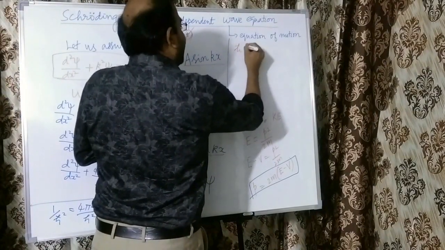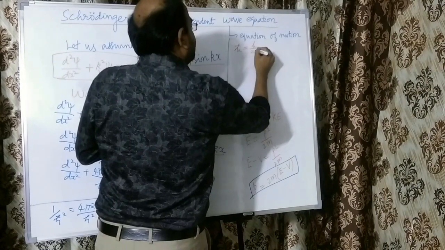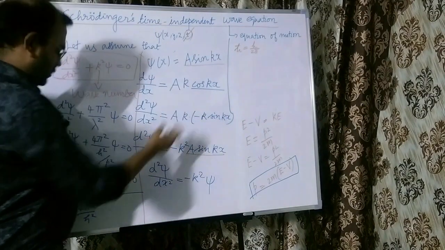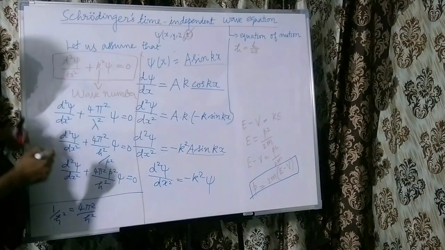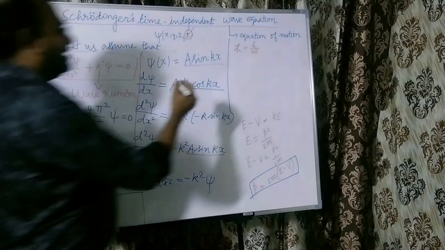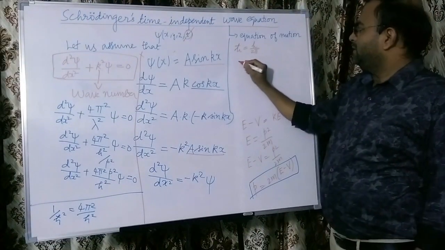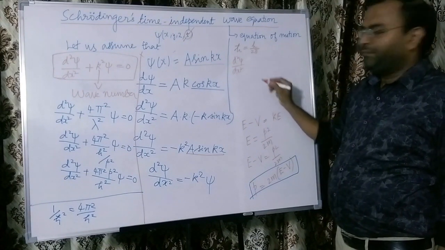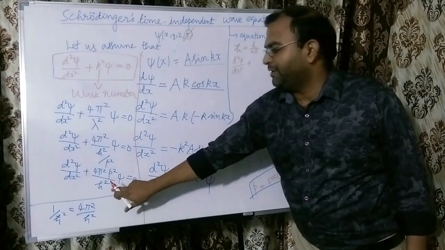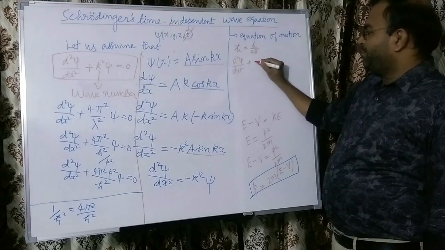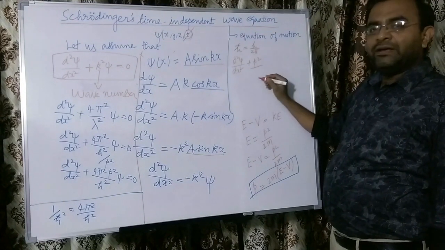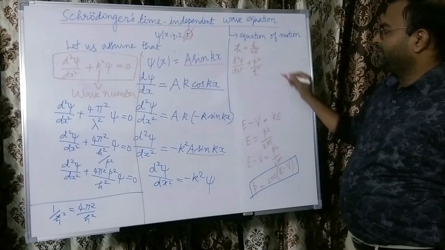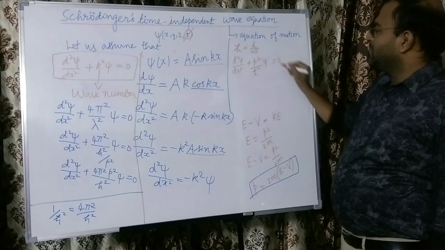h cut in quantum mechanics is nothing but h by 2 pi. So h cut square will be h square by 4 pi square. So 4 pi square over h square will be 1 by h cut square. So we can write this expression again as d square psi by dx square plus, from here, p square divided by h cut square psi is equal to 0.